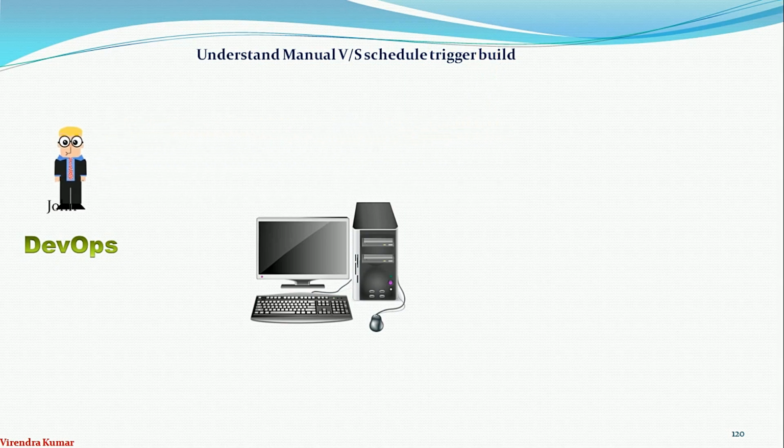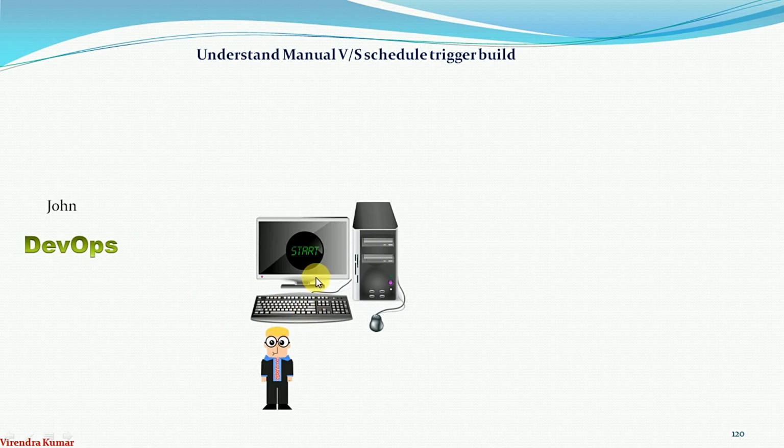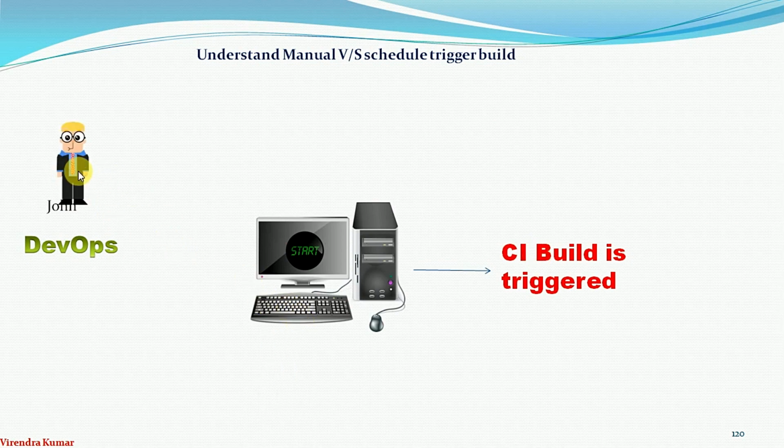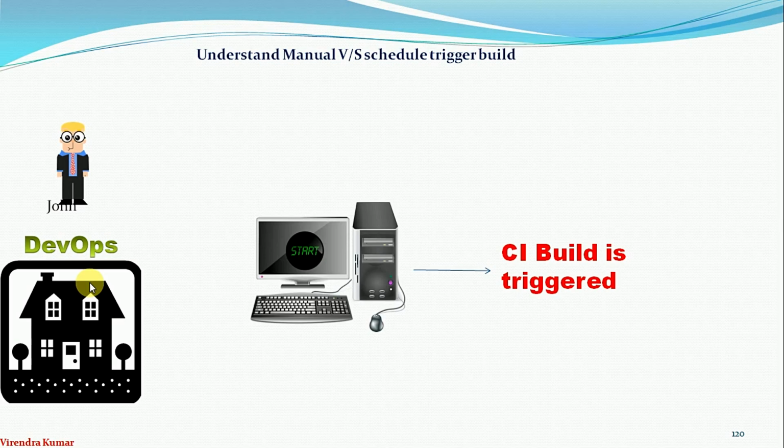Now John will go to the system. Once the Azure DevOps account is set up, he will create a continuous integration pipeline, and then he is going to click on start to trigger the build. Once he clicks the start button, what will happen? The CI build is triggered. In that scenario, John's presence is necessary to start the CI build. This process we call the manual trigger. Now John goes back to his work, and at the end of the day he goes home.